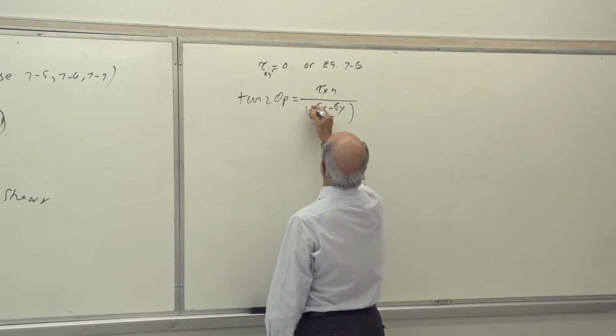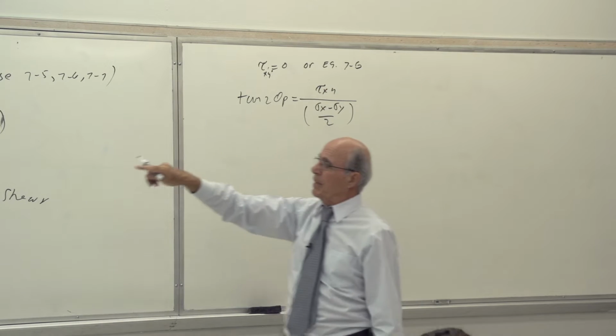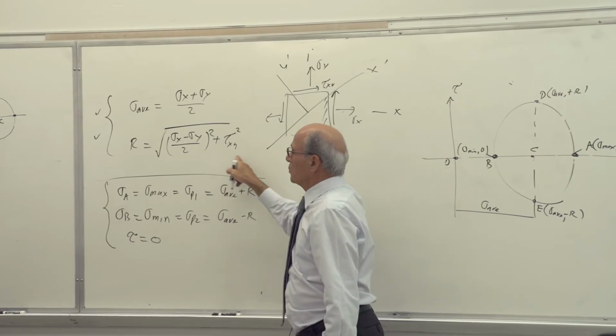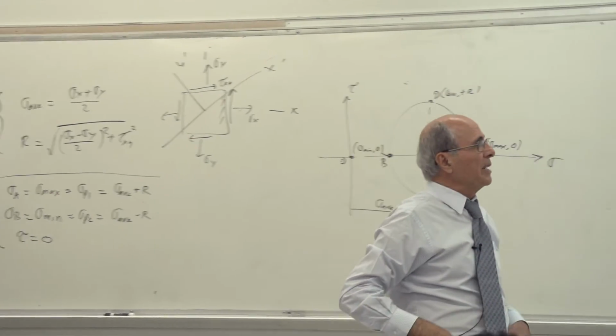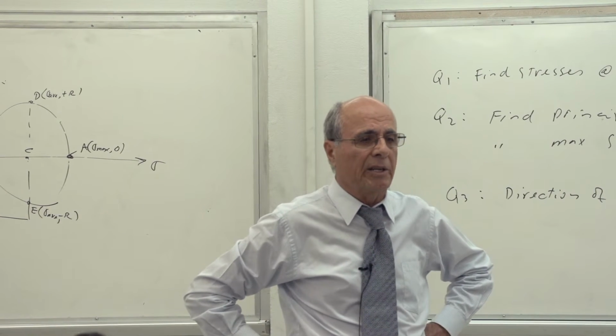Notice in the book they put the 2 here, but I'm going to use the same system as R, because R has this quantity and that quantity, so I changed it a little bit. But that's the 2 theta. That's where the principal stresses are going to be. Is that correct or not?